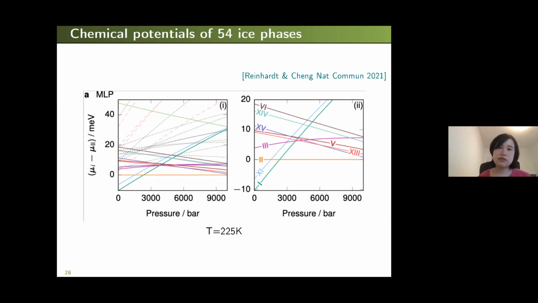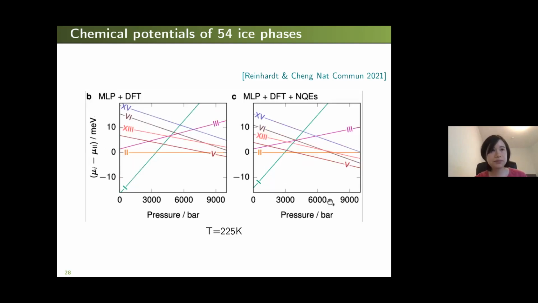And to our dismay, the phases with low chemical potential all happen to be experimentally observed phases. This, of course, was a little bit disappointing for us, as we were hoping to find new ice phases. But this, on the other hand, also sort of ascertains the completeness of the experimental ice phase diagram.